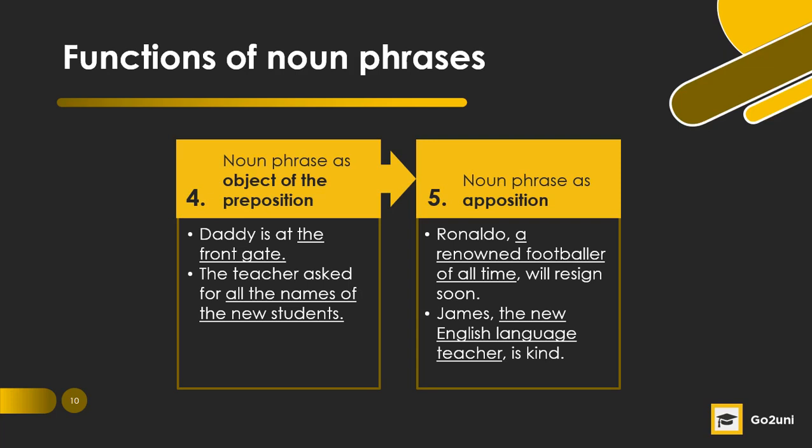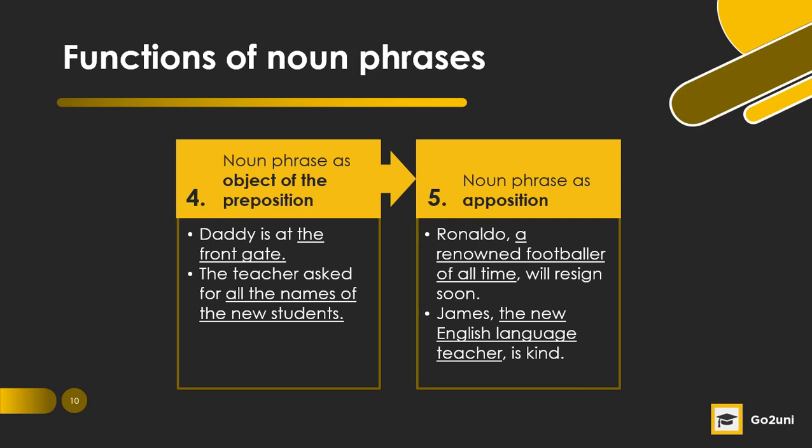Okay, for example, you have Ronaldo, comma, a renowned footballer of all time, comma, will resign soon. And then the same thing is applicable in the second example. James, comma, the new English language teacher, is kind. And one thing with apposition is that the sentence can do without them. For instance, in the first example, Ronaldo will resign soon. So you can take off the apposition and the sentence will still make meaning. And the same thing is applicable in the second example, where you're going to have something like James is kind.